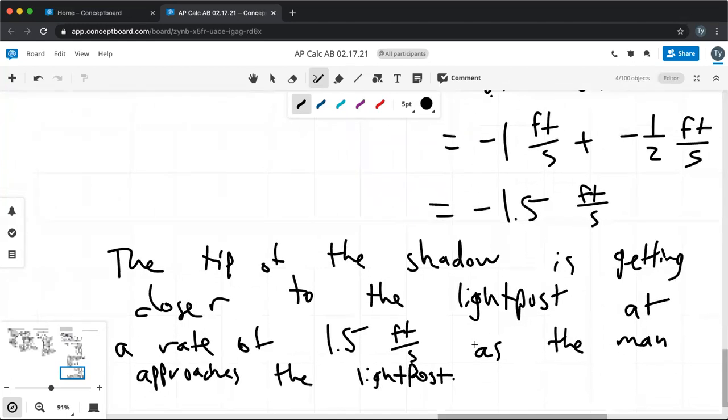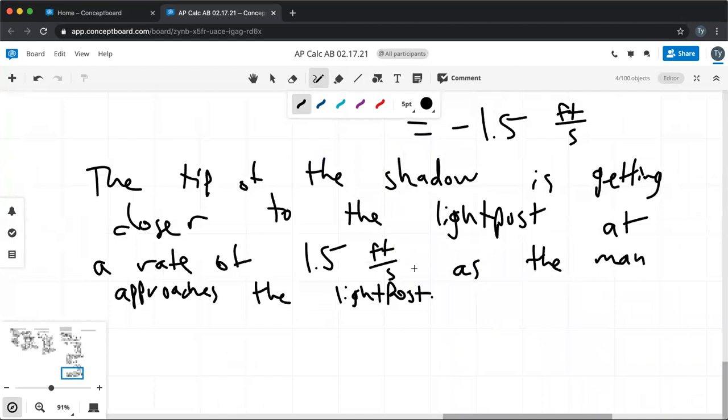All right, a couple things to say about this. Again, we have this as the man approaches the light post because we never used that 10 feet away part in our problem. So instead of as the man approaches the light post, you could say when the man is 10 feet away from the light post. That's fine, but it does generalize a bit better.